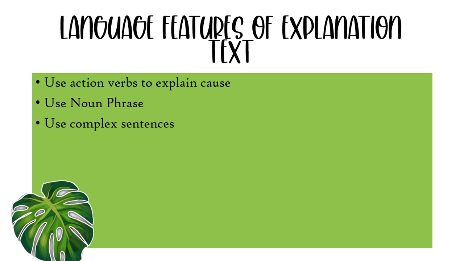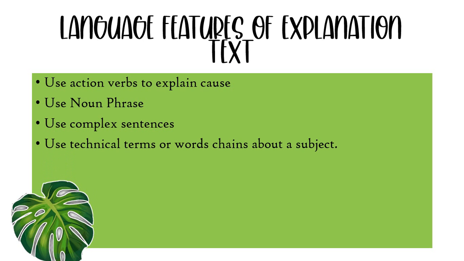And then we have to use complex sentences. What is a complex sentence? A complex sentence has an independent clause and a dependent clause. We can use that one. And then the last, we use technical terms or word chains about the subject. Yeah, we have to use those words. We have to focus on the subject.